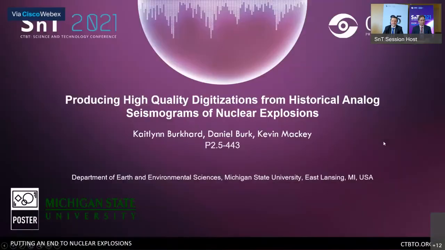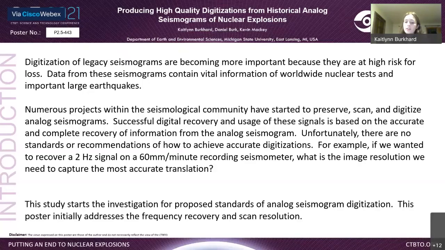Hi everyone. My name is Caitlin Burkhardt, and I would like to introduce our poster. Numerous projects around the world have begun to locate, scan, and digitize analog seismograms, not only for preservation, but to bring this data set into the modern era. However, the successful usage of the digitized signals is based on the accurate recovery of all the possible information from the original seismograms. To date, there are no standards or procedures to accurately achieve such results.